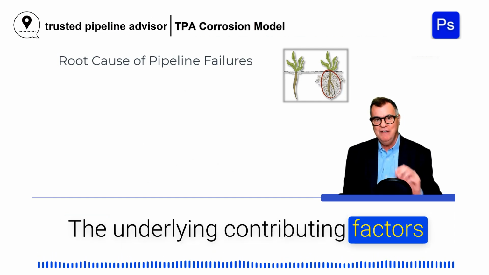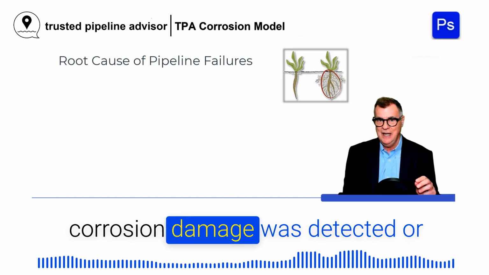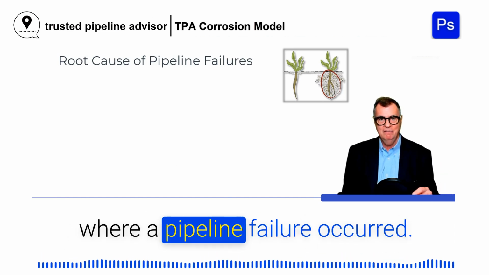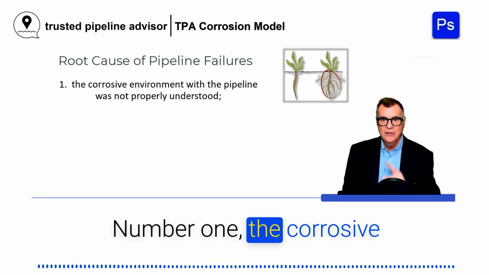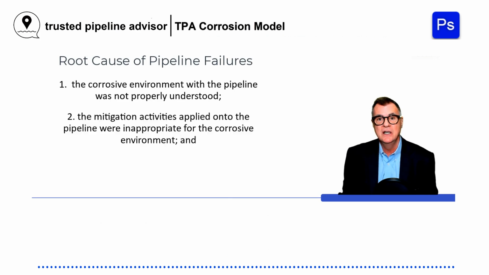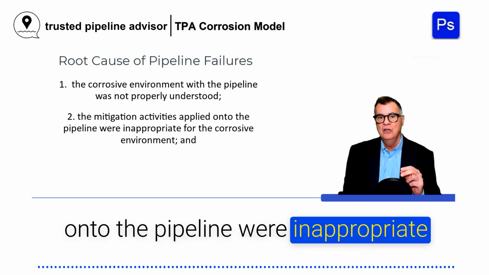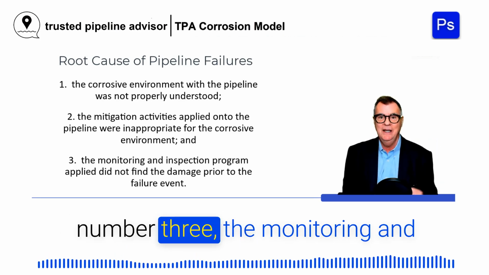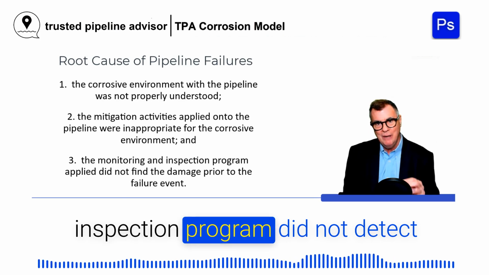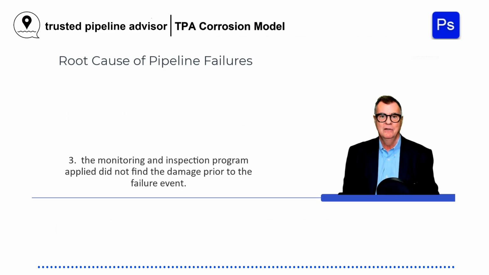The underlying contributing factors that I noticed were common to all situations where internal corrosion damage was detected or where a pipeline failure occurred. Number one, the corrosive environment within the pipeline was not properly understood. Number two, the mitigation activities applied onto the pipeline were inappropriate for the corrosive environment. And number three, the monitoring and inspection program did not detect the damage prior to the failure event.